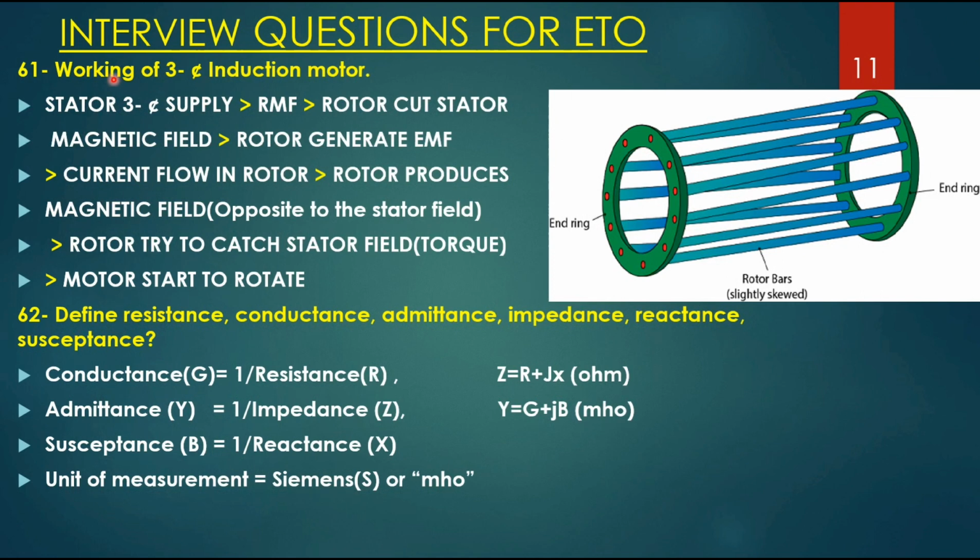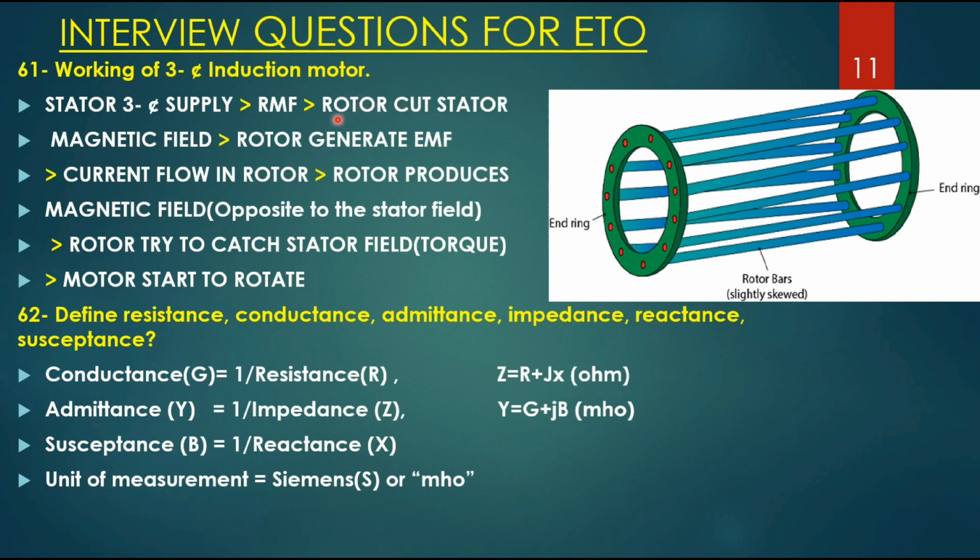Now our 61st question is the working of a three-phase induction motor, and I will try to explain this very briefly. In a three-phase induction motor, we give the three-phase supply to the stator. So a rotating magnetic field (RMF) will be made, which is rotating in nature, and the rotor cuts the stator magnetic field, and this type of rotor will be there.